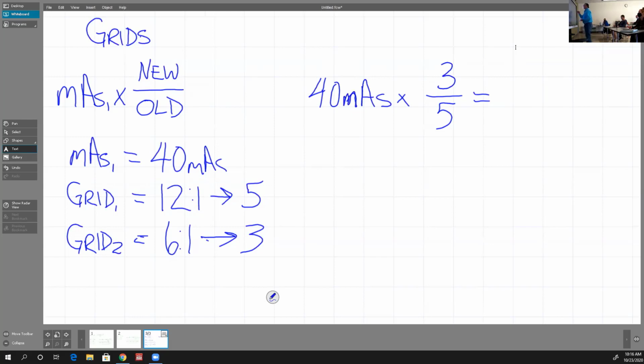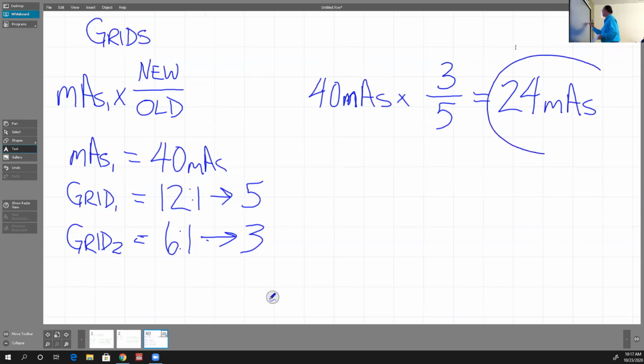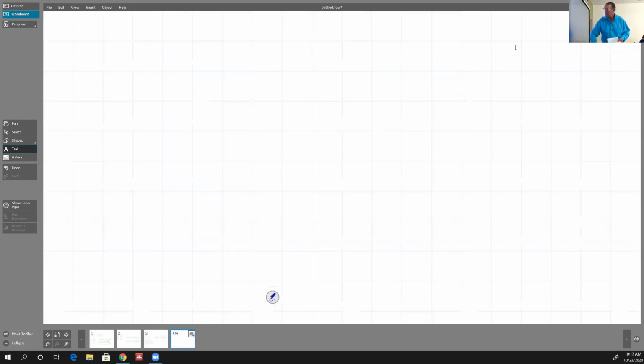There we go. So it's 120 divided by 5 is going to be, what, 24 mass? And there you go. And we've just maintained our exposure. Let's do part thickness.